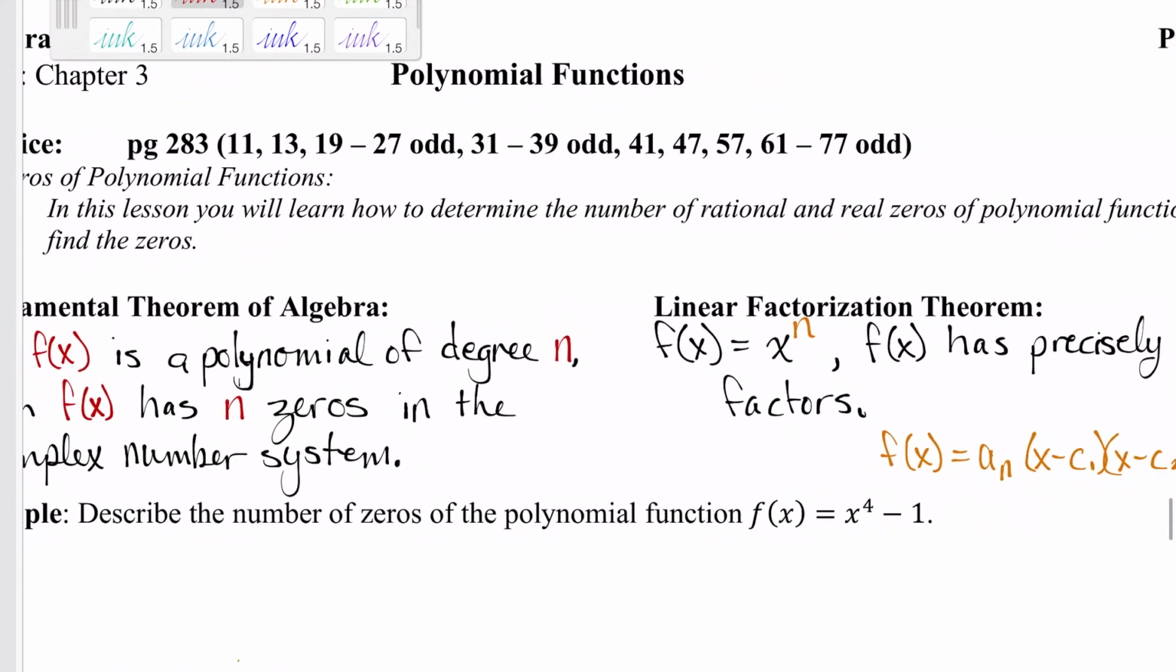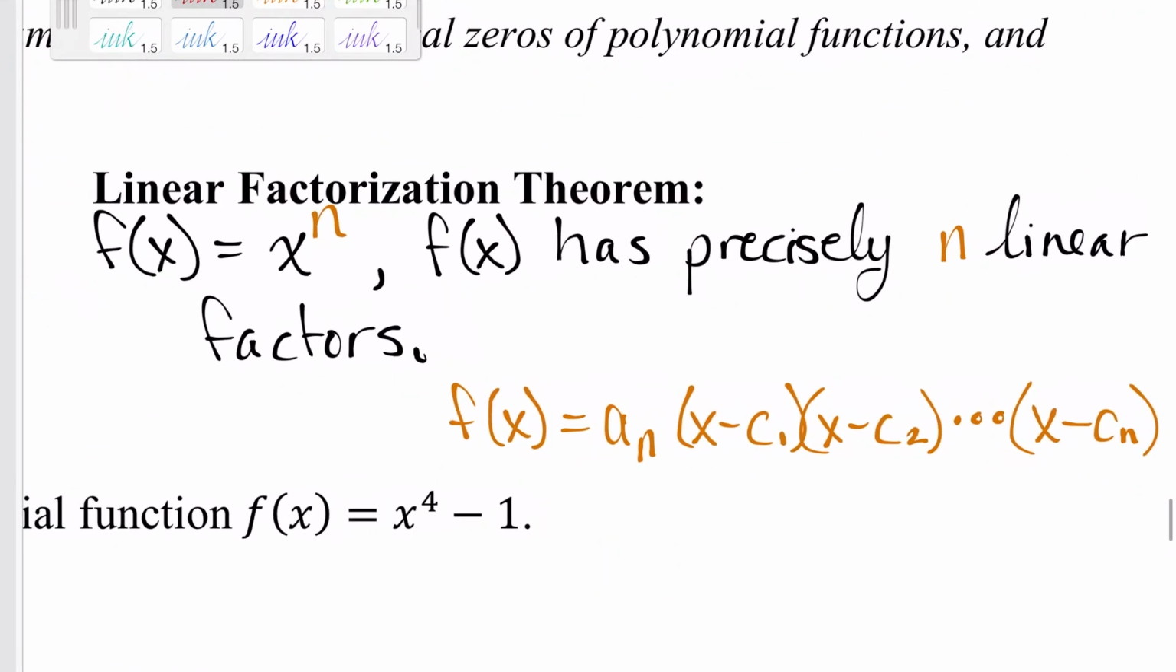Same thing when it comes to the factors. Whatever our highest exponent is, again, is going to be how many factors we have for that polynomial. We could have a constant on the outside, that's what that a sub n stands for, but ultimately we're going to have that many linear factors, so where we have an x to the first power.